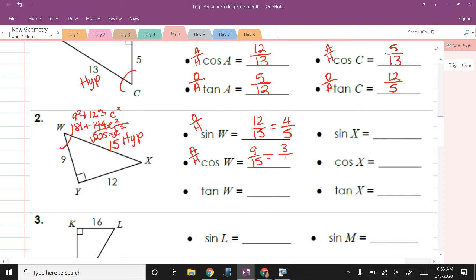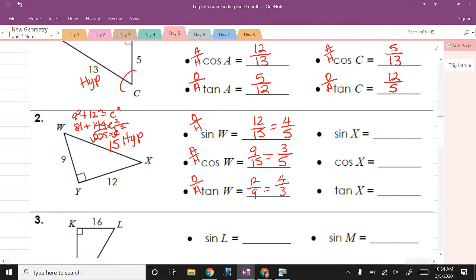3 over 5. And tangent is what over what? Opposite over adjacent. So what is opposite from angle W? 12 over what's adjacent to angle W? 9. And what is that reduced to? 4/3. So any questions about angle W?